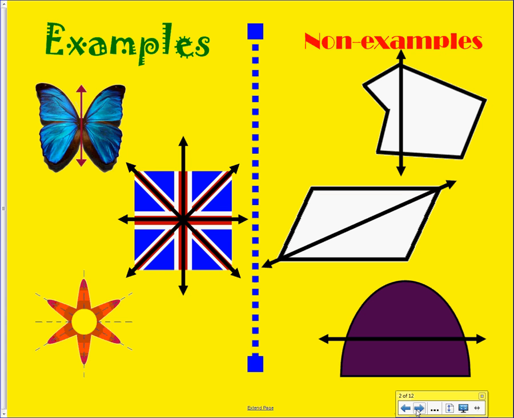Most of them were able to come up with that, if it was cut in half on that line for the examples, that both sides are the same, and that is not true for the non-examples. I then introduced the words symmetry and asymmetric, so the examples are symmetric and the non-examples are asymmetric.